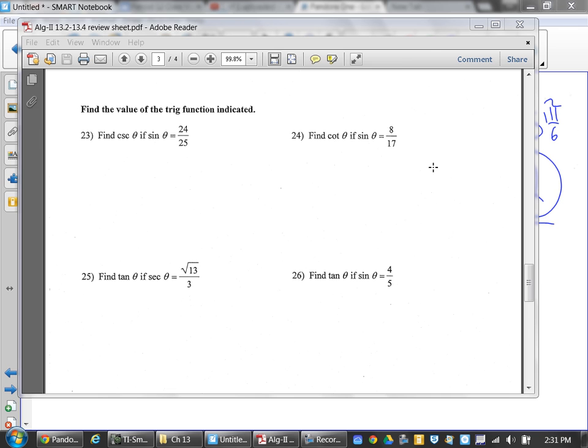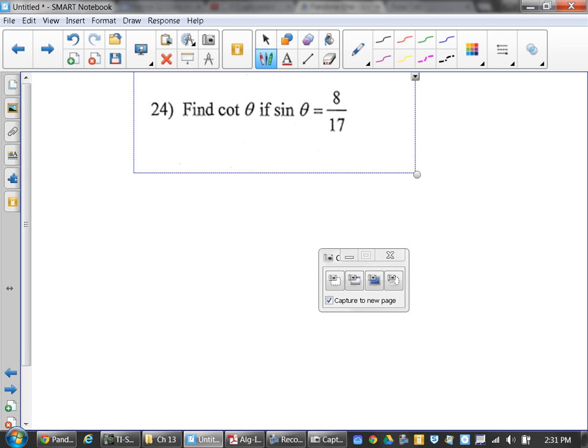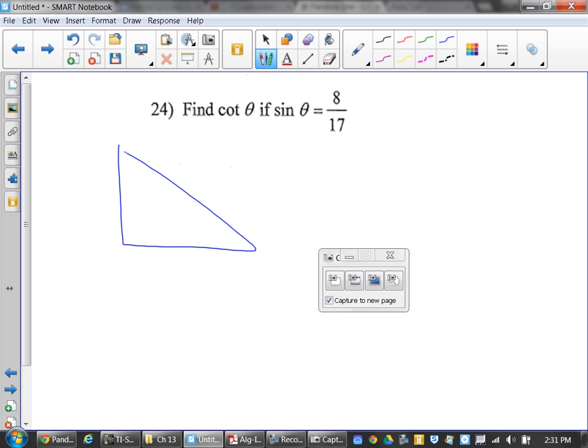Real fast, just in case you forgot what this meant: Pythagorean theorem. All this is Pythagorean theorem. If this is the case, you pick a theta, 8, 15, 17. It is a Pythagorean triple. You pick a theta, there's your opposite, there's your hypotenuse, that's your adjacent, because it's a Pythagorean triple. That's all it is.